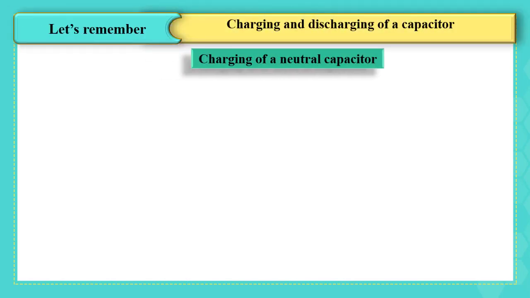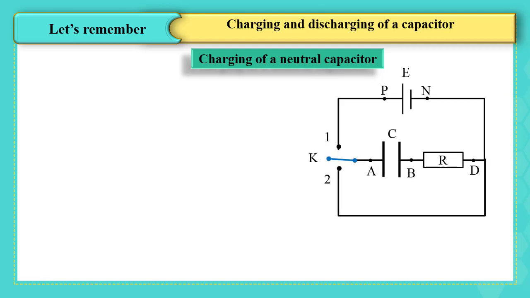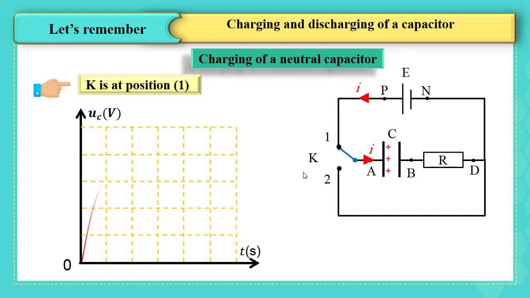Charging and discharging of a capacitor. We are going to start with the charging of a neutral capacitor, which you have watched in the previous video. The following circuit is used to study charging and discharging of a capacitor. When the switch K is at position 1, the capacitor is in charging phase. The voltage across the capacitor increases exponentially as shown in the figure.